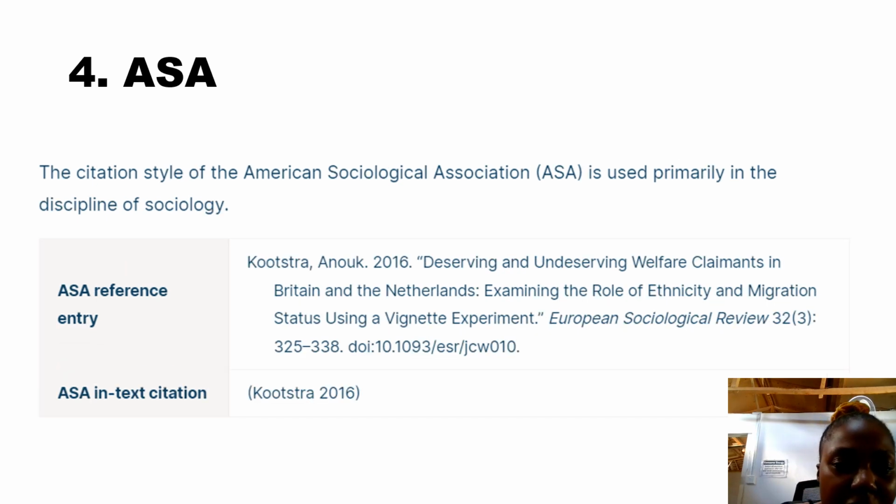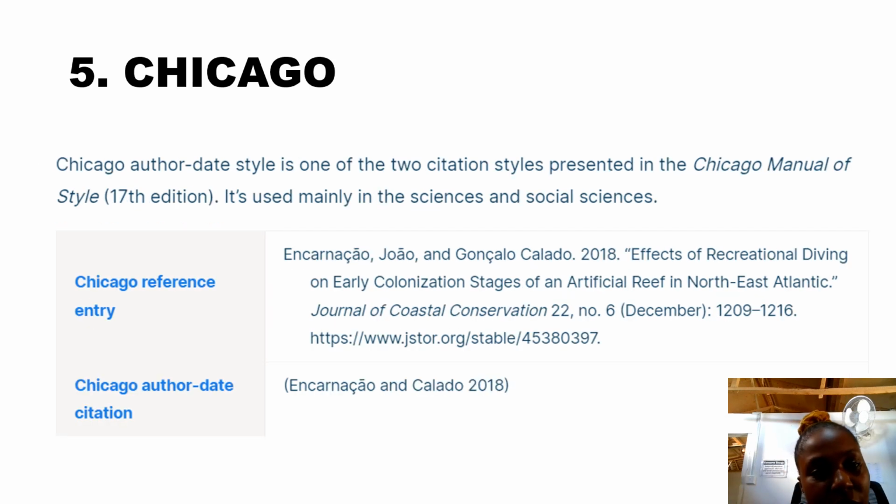Then we have number 4, ASA, American Sociological Association. These are the reference here. And then their in-text citation is this one. You see? Then we go Chicago. Chicago, their reference entry is this one. You see here. And then the in-text citation is like this.